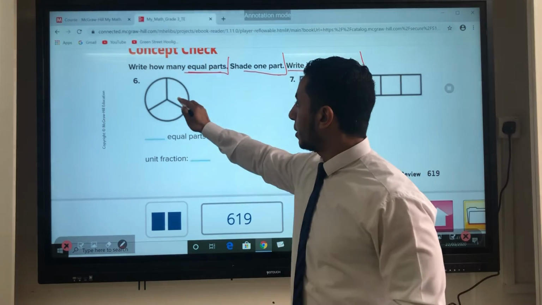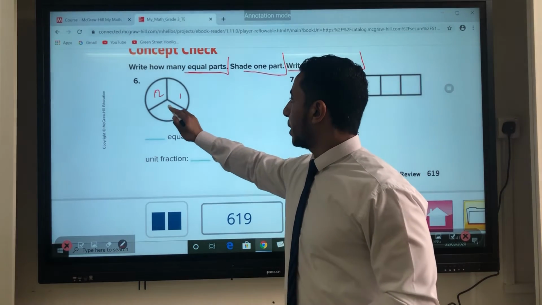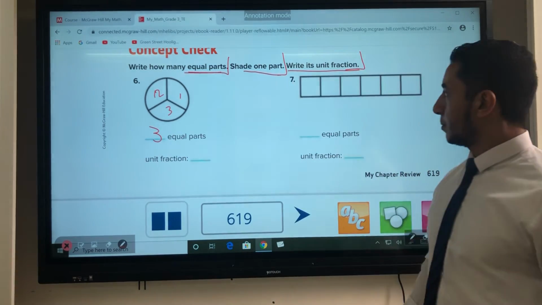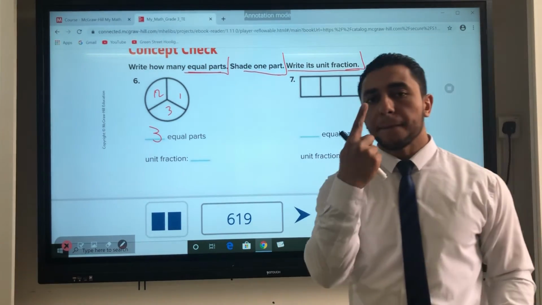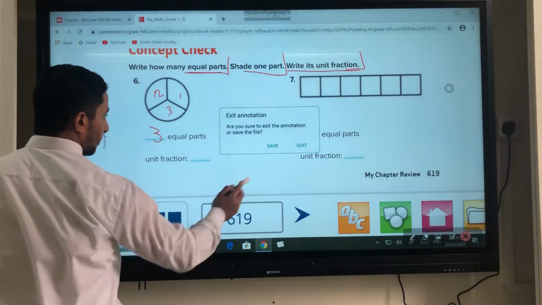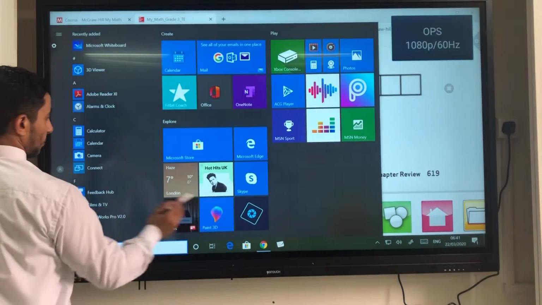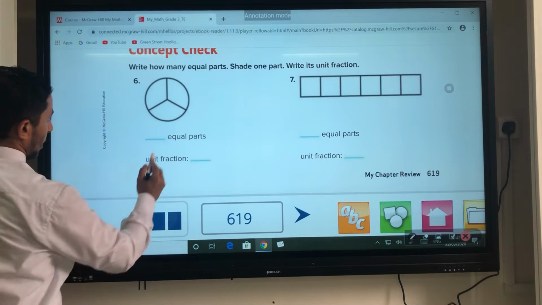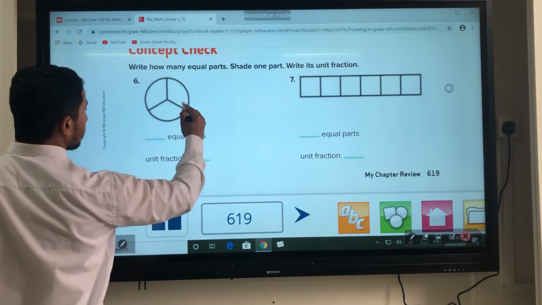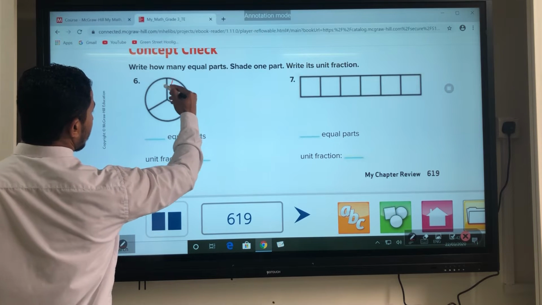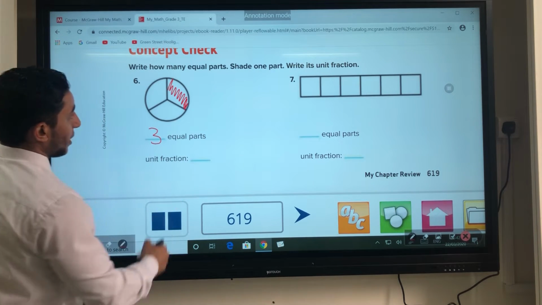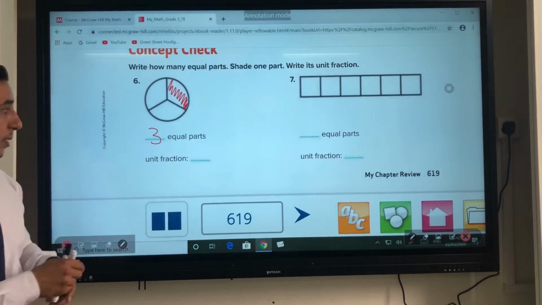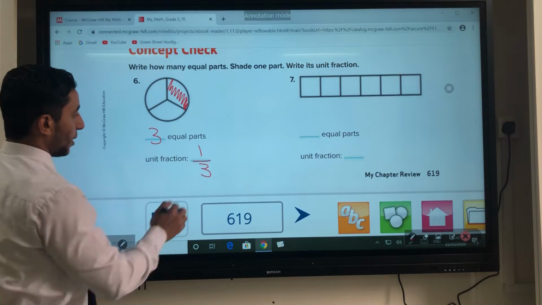So here 1, 2, 3. So how many equal parts here? 3 equal parts. And shade one part. Shade one part. And here 3 equal parts. And the unit fraction, it will be 1 shaded part from 3. So 1 over 3. Unit fraction.